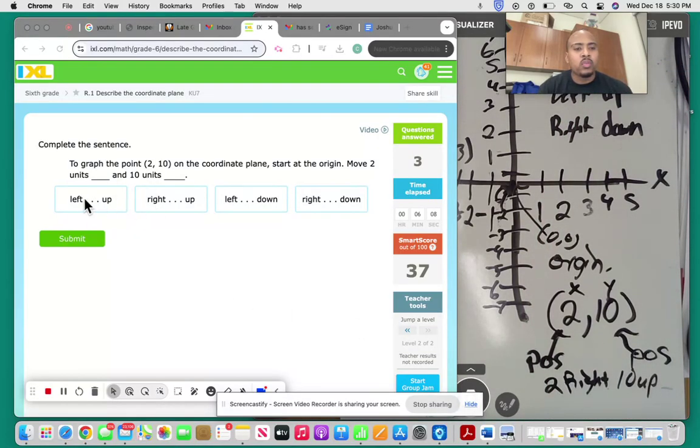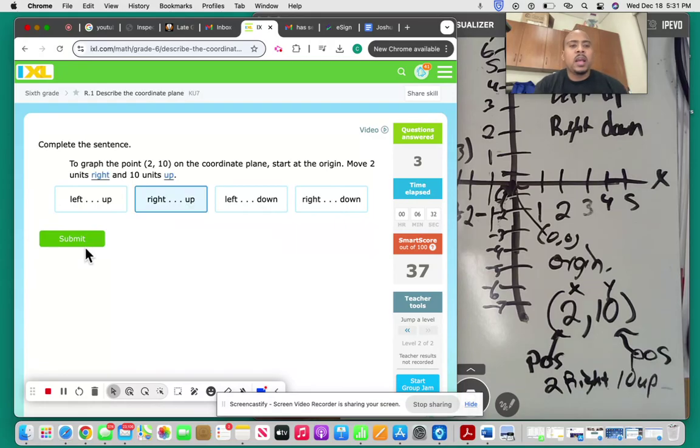So we could automatically eliminate left. And we could automatically eliminate down. Why? Because if you go left, you get what type of number? A negative. Thank you. And if you go down, you get what type of number? A negative. Thank you. This is how you eliminate these questions without even knowing. So you already know the only 2 directions you go is right and up. It will be that one.